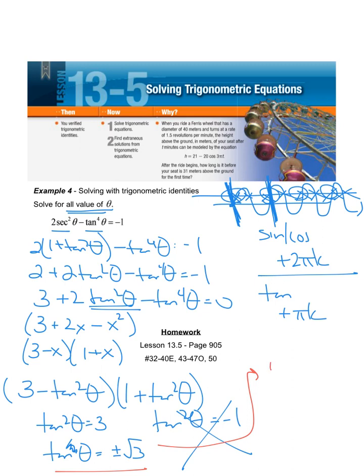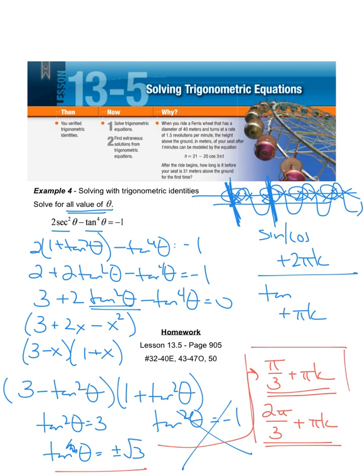So my solutions are going to be pi thirds, and it's going to cycle every pi. We use the k to denote how many rotations around the unit circle you're going. This first solution covers answers in quadrants 1 and 3. Then I need to worry about my answers in quadrants 2 and 4. So my next angle, where tangent is negative root 3, is at 2 pi thirds. And again, we're going to cycle that answer every pi k in this case.